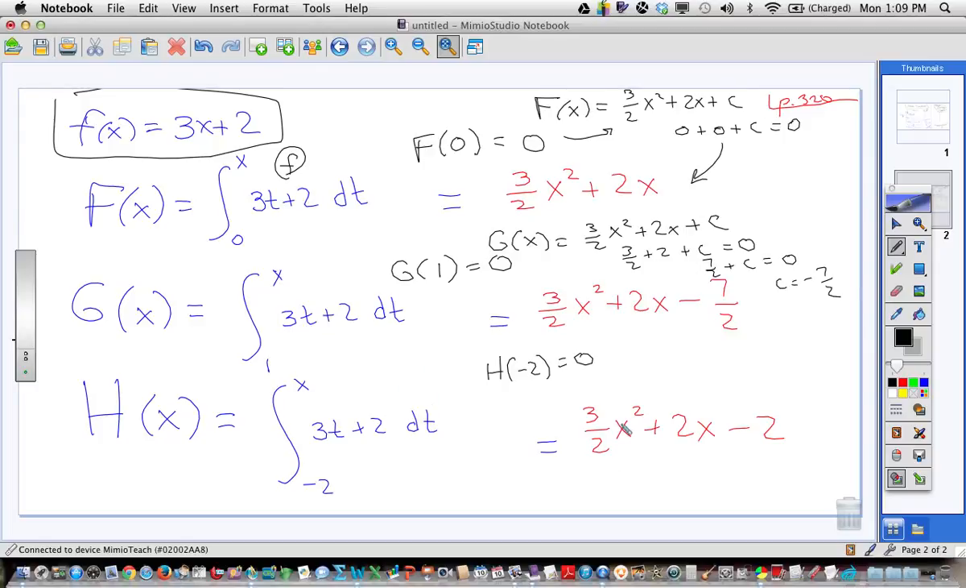So if I put a -2 in here, -2 squared is 4 times 3, that'd be 12/2, that's 6. -2 times 2 is -4, plus C would have to equal 0. 2 plus C equals 0. Sure enough, C would equal -2, and that's what it is.